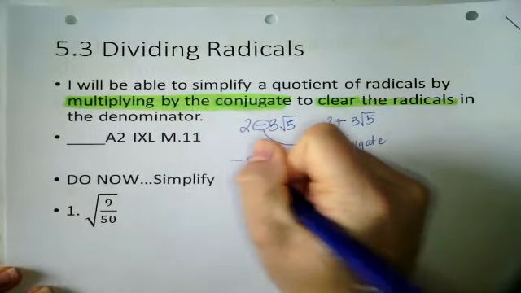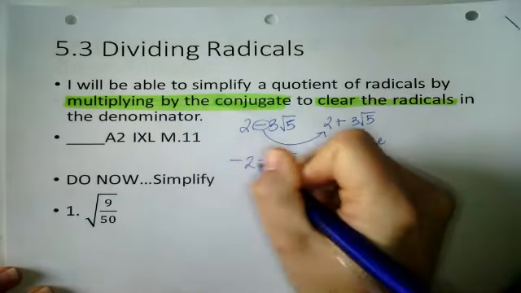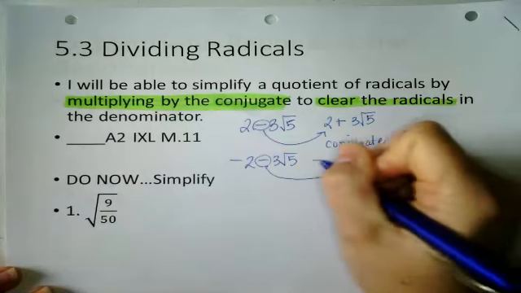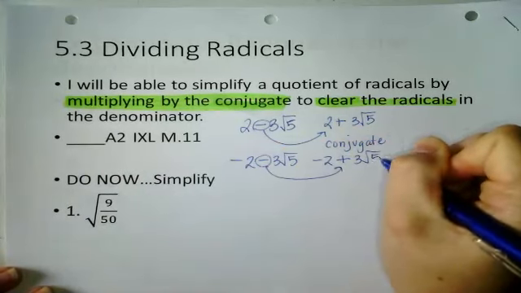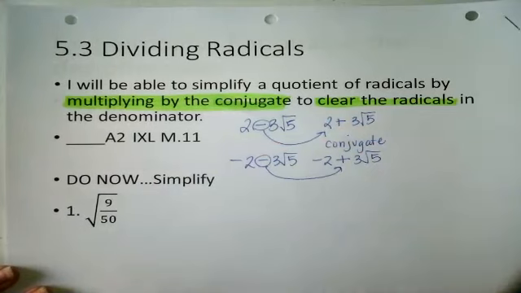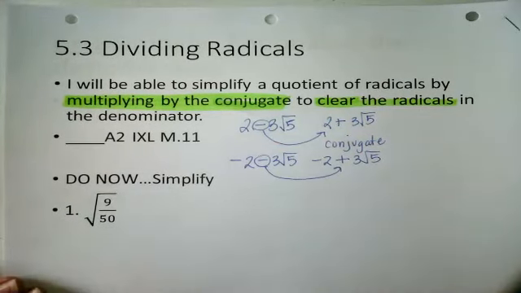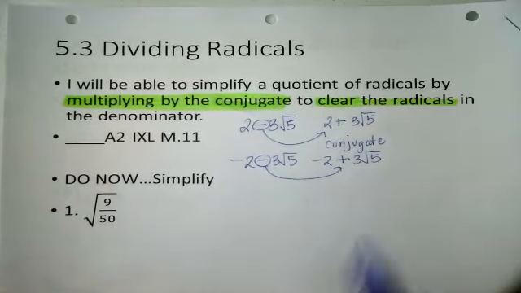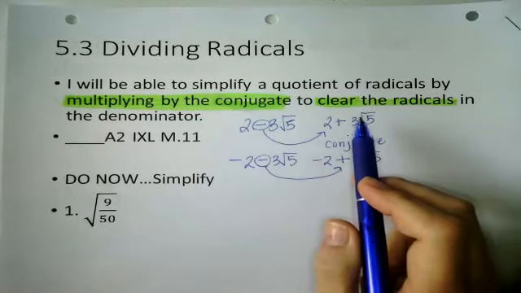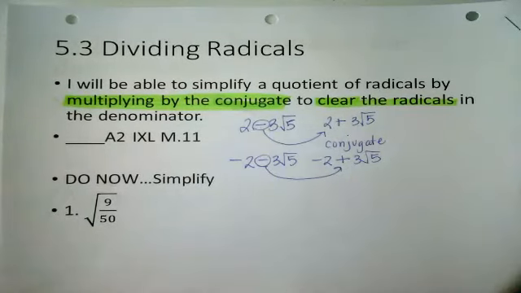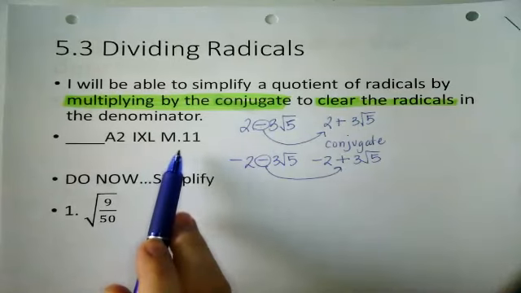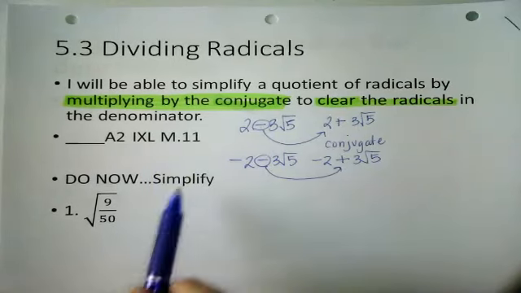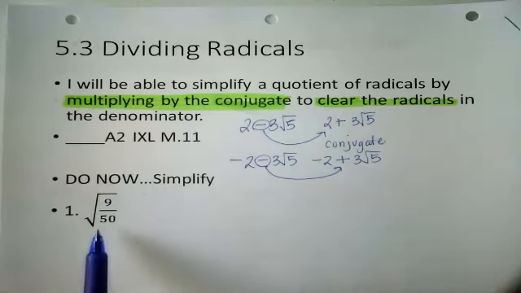If you have negative 2 minus 3 radical 5, again, I'm just going to change one sign, negative 2 plus 3 radical 5. And by changing one sign, you have done something mathematically significant, and it makes a huge difference. So these are conjugates, where we change one sign from negative to positive or vice versa. So you have M11 for practice, and we want to go ahead and just do a quick review here of dividing radicals.